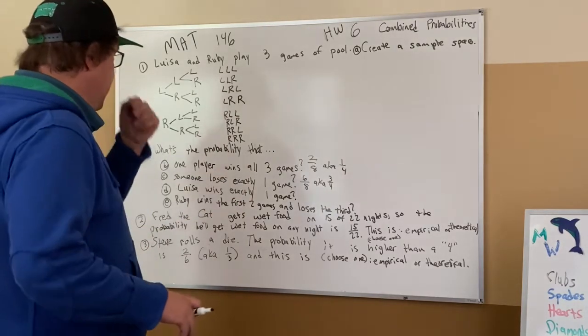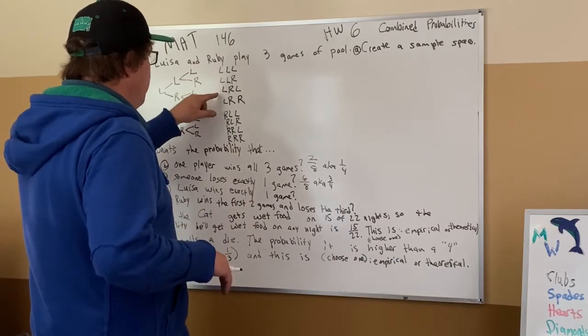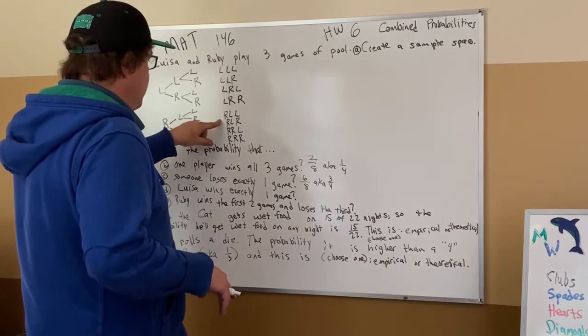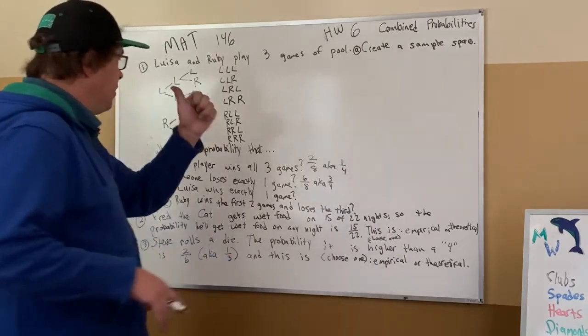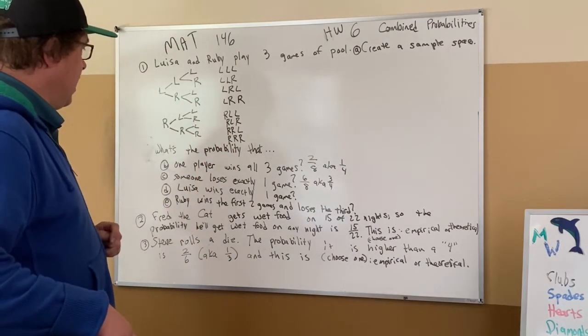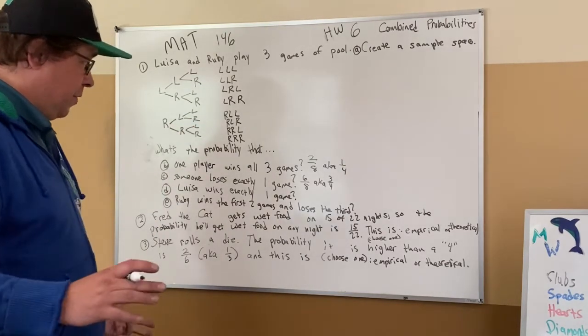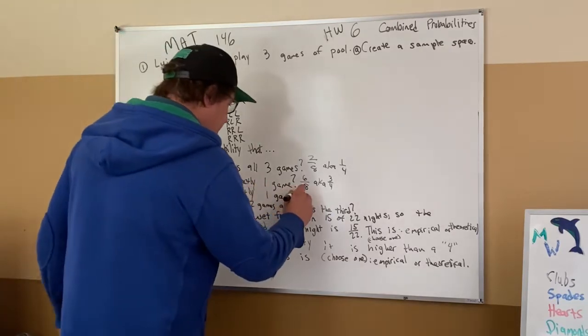Luisa wins exactly 1 game. So it's going to have a single L. Nope, nope, nope, yes. So there's 1. Nope, yes, yes. There are 3. Luisa can win the first game only here. Luisa can win the second game only right there. Or Luisa can win the third game only right there. 3 of 8 though.